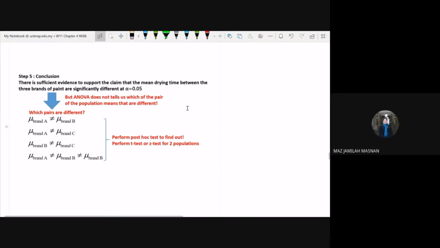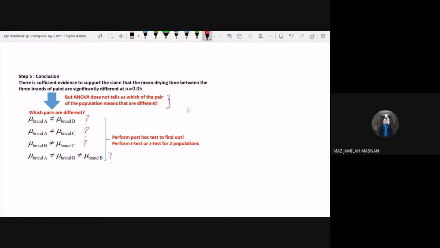So what do we mean by this? This is what I meant. Which pair are different? Is it brand A and brand B? We don't know. Is it brand A and brand C? We don't know. Is it brand B and brand C? Also, we don't know. Or are all three different? We also do not know.